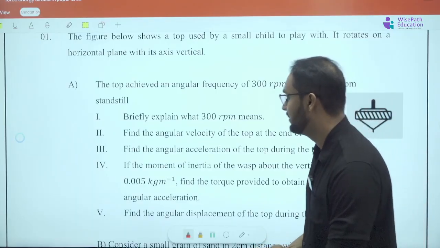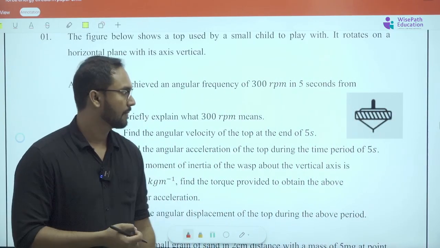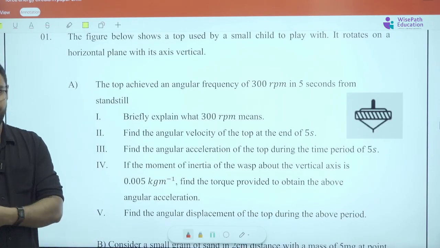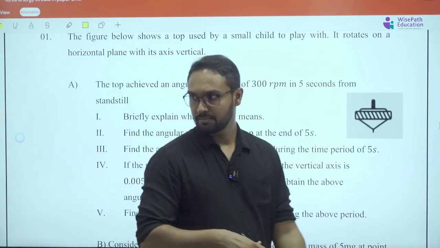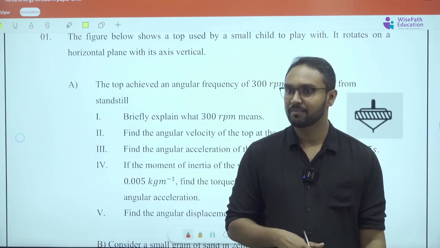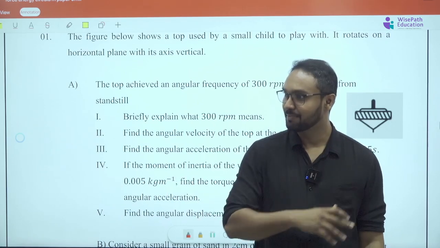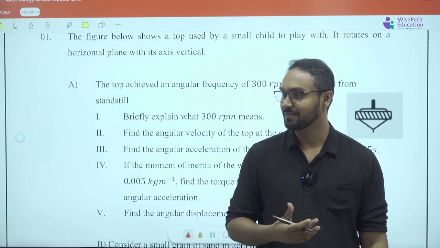300 revolutions per minute. Now give more chances to them, okay, because they have to brainstorm. You have already stormed that in the previous classes. Then how do you answer these questions now?